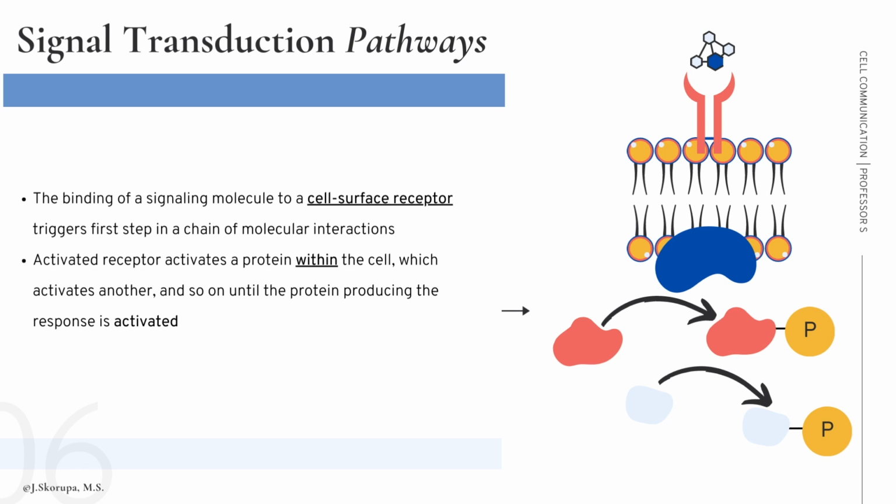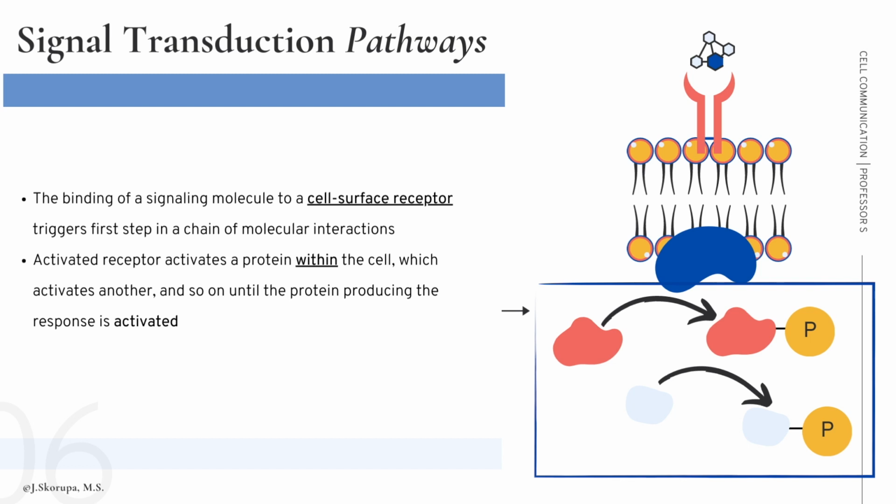So let's start at the top. The binding of a signaling molecule to a cell surface receptor triggers the first step in a chain of molecular interactions. The activated receptor activates a protein within the cell, which activates another, and so on until that protein producing the response is activated. The cascades are usually represented like this, and I'll explain this in more detail in a bit.